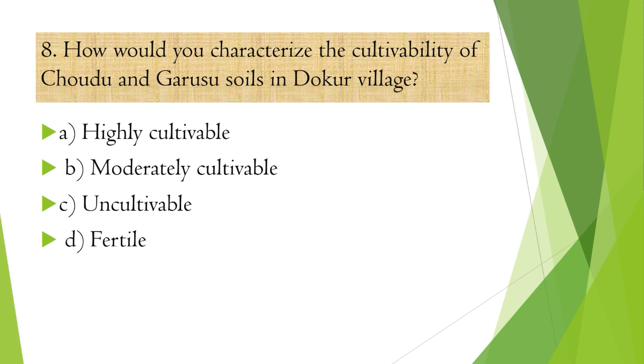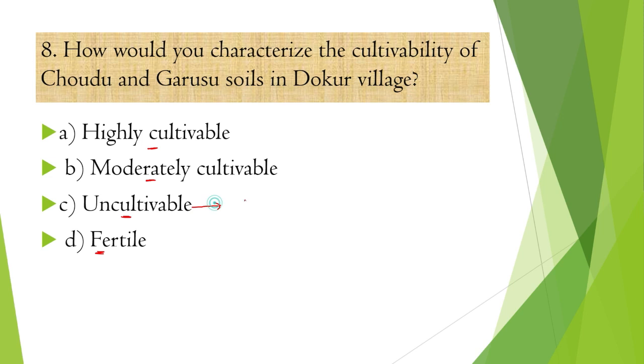Next question. How would you characterize the cultivability of Chaudu and Garisu soils in Dokur village? What is the quality of the Chaudu and Garisu soils in Dokur village? Is it cultivable or not cultivable? That answer we have to find. A, highly cultivable; B, moderately cultivable; C, uncultivable; D, fertile. So what is the answer here?